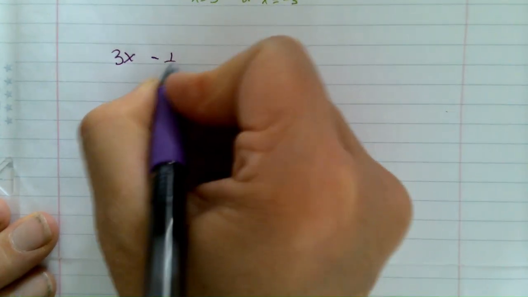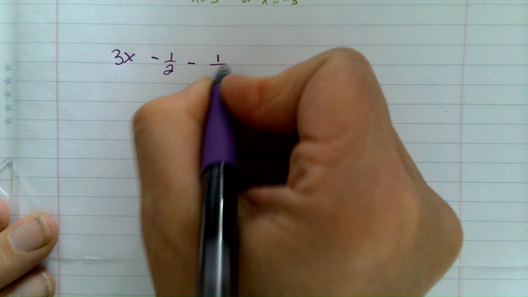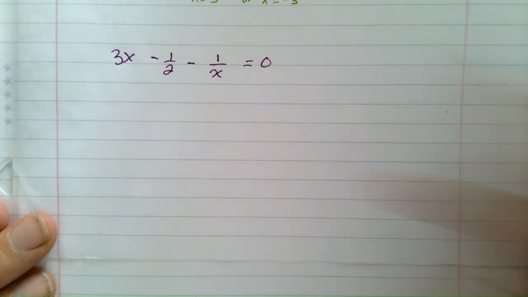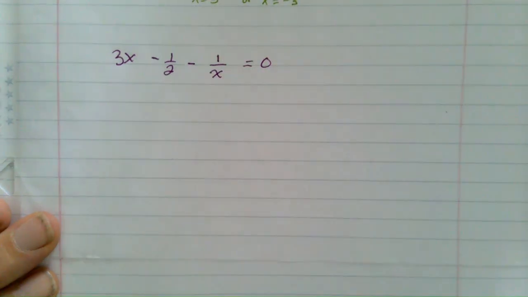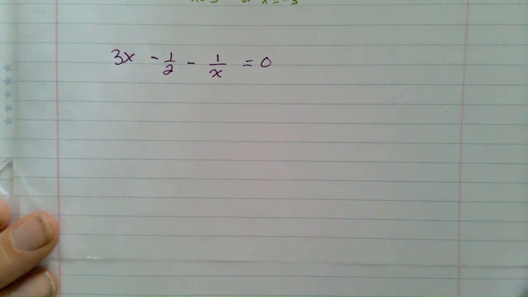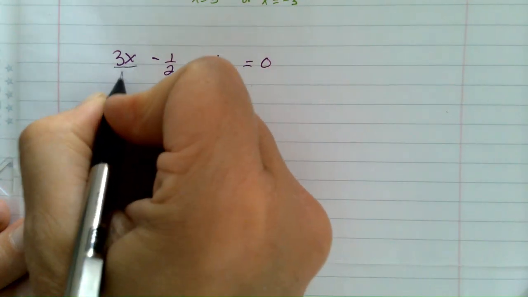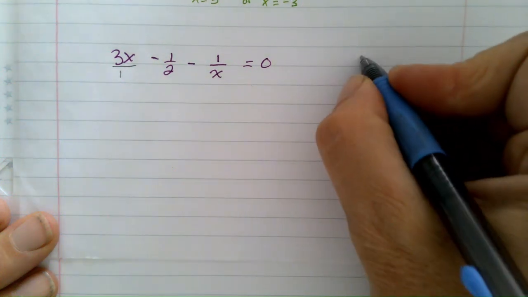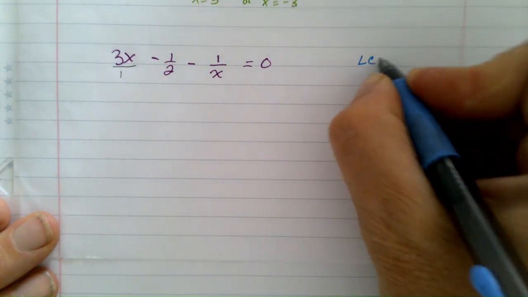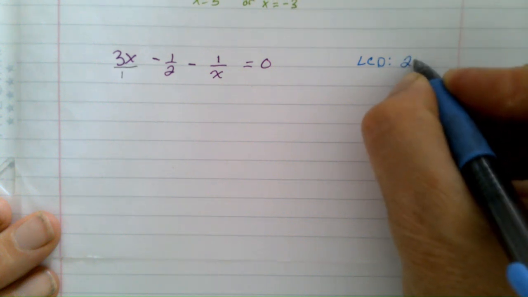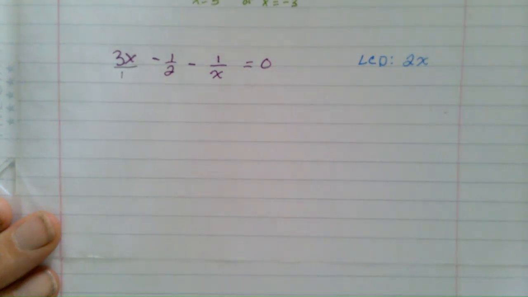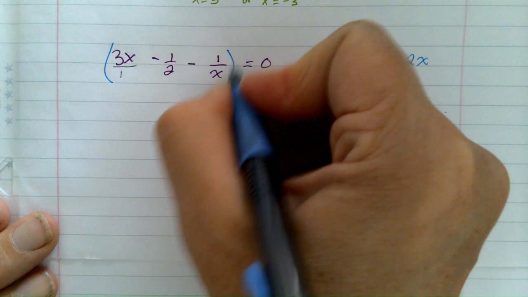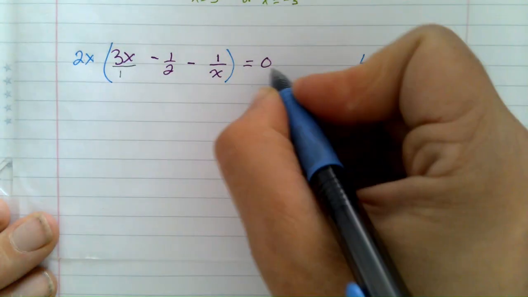3x minus 1/2 minus 1 over x. Now remember, this 3x is technically over 1. That's something that many people forget about. So because I have 2 and x in my denominators, my least common denominator would be 2 times x. So I'm going to distribute 2x to both sides.